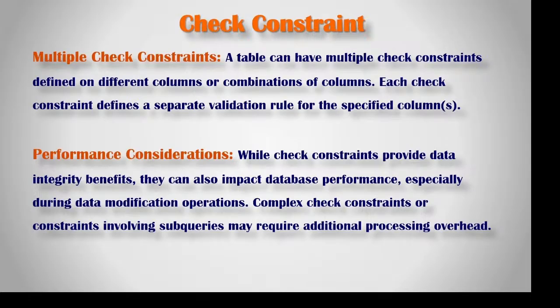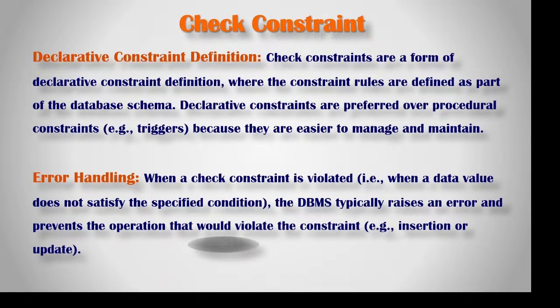Declarative constraint definition. Checks are a form of declarative constraint definition. Constraint rules are defined as part of the database schema. Declarative constraints are preferred over procedural constraints, for example triggers, as they are easier to manage and maintain. Error handling. When a check constraint is violated, i.e., when a data value does not satisfy the specified condition, the DBMS typically raises an error and prevents the operation that would violate the constraint, for example an insertion or update.